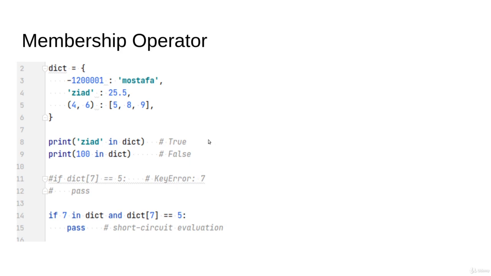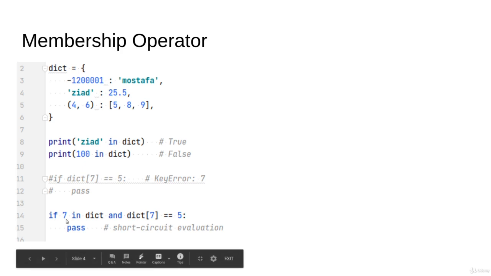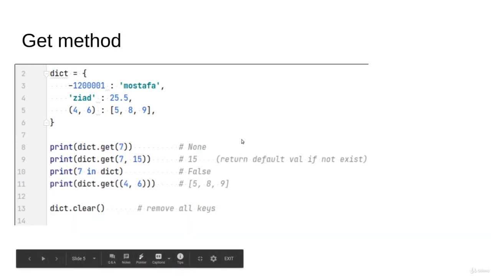If you try to write something like if dictionary of 7 equal 5, we know that this will give an error if dictionary of 7 doesn't exist. Now here is one interesting use for the in operator. You can write something like if 7 in dictionary and the dictionary of 7 equal 5. If 7 is in the dictionary, with short circuit evaluation, we keep going. But if this is false, this will not be evaluated. So you are now on the safer side.